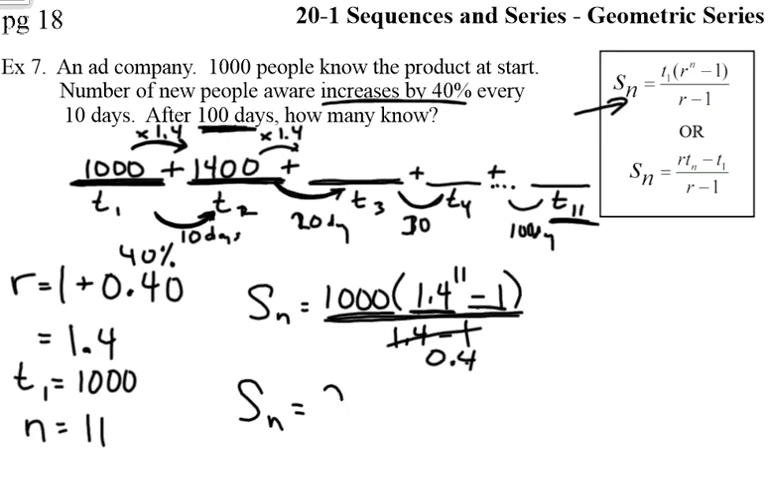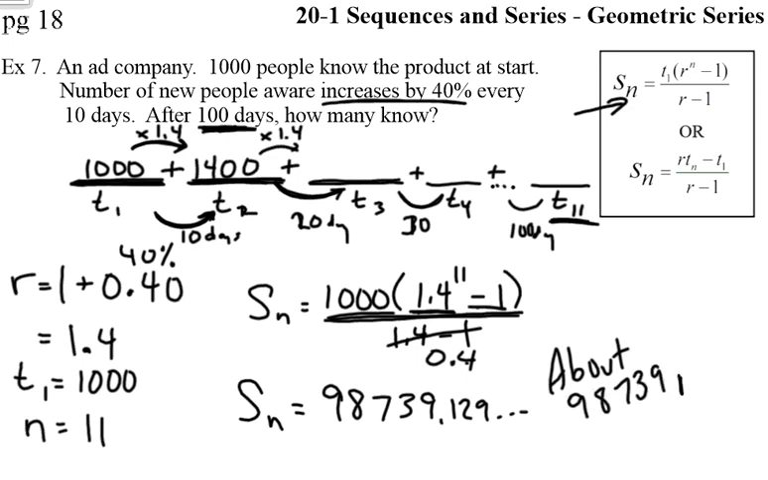S at n works out to be 98,739.129, and so on. Well, we can't have part of a person, so that's where the word about comes in. About 98,739 people know about the product on day 100.